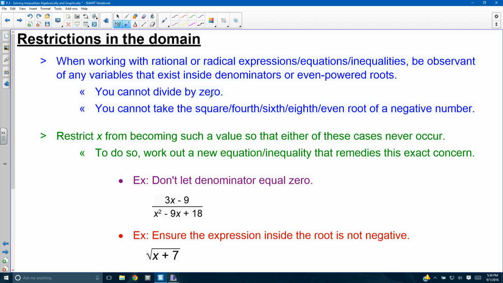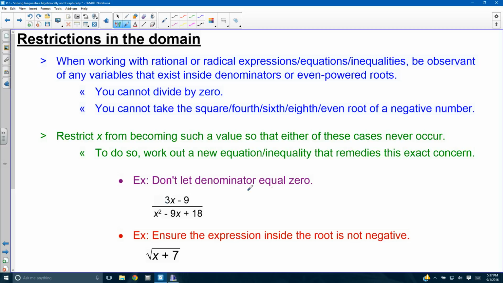You have to really be observant whenever you're doing an equation or simplifying an expression that you restrict the things that x is not allowed to be. That way, if you're solving for it or you're talking about the expression itself, you just have to say, hey, by the way, x can't be these things. Otherwise it's no good. You're just going to get some sort of error, literally a domain error. So you have to restrict it from doing that. So how do you do that? To do so, you have to work out a new equation or inequality that remedies this exact concern.